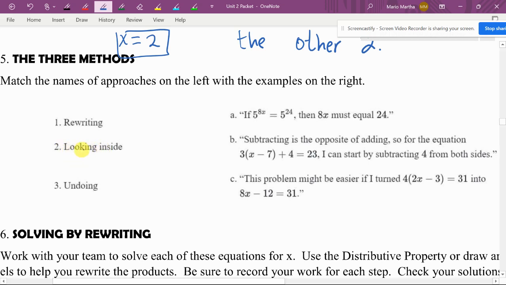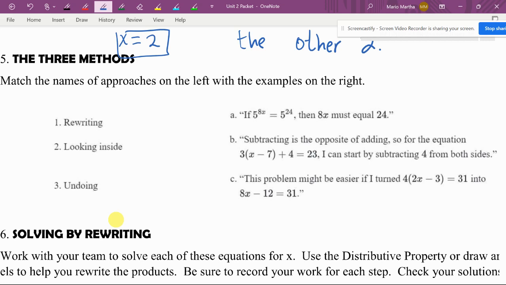Looking inside is when we are thinking more about the problem. Like in the previous problem, we were thinking more of four times what gives me 20. So we know that x plus 3 was equal to 5, so 4 times 5 is equal to 20. So it's thinking more about the problem, just reasoning about it. And then finally, undoing is when we're using the inverse operations to solve our equations.